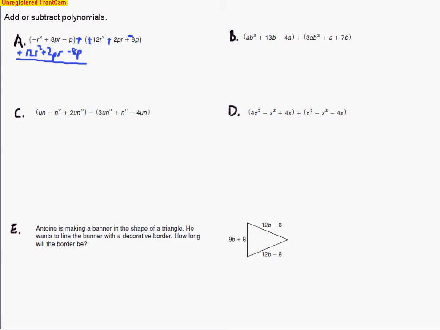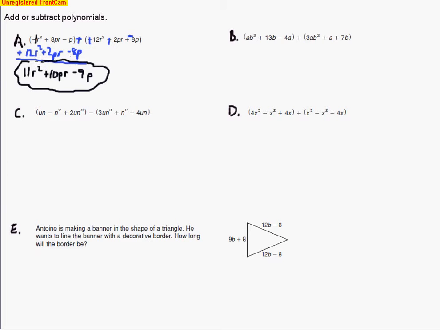And so when I do that, if they're opposite signs like they are here, I'm going to end up subtracting. So negative 1 plus 12 makes positive 11r squared. Here they're the same sign, so I can go ahead and add those together. It makes a positive 10pr. And then here they're the same sign, so I'm going to add them together as well. It makes a negative 9p. And there is our answer.